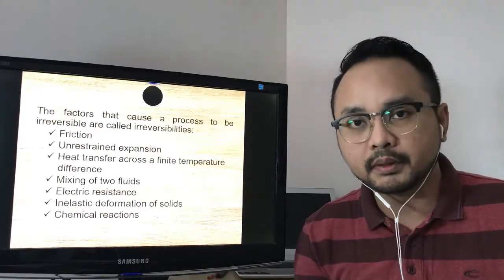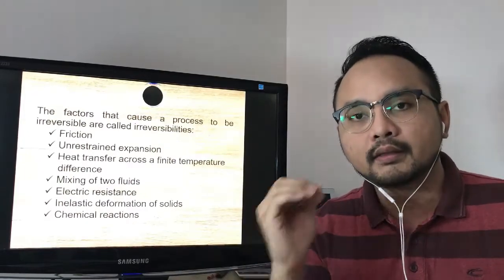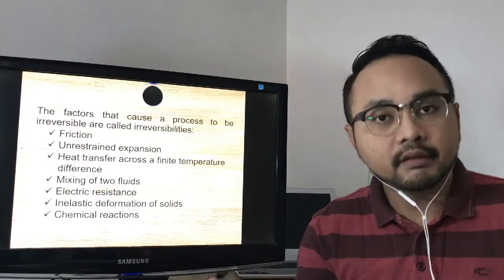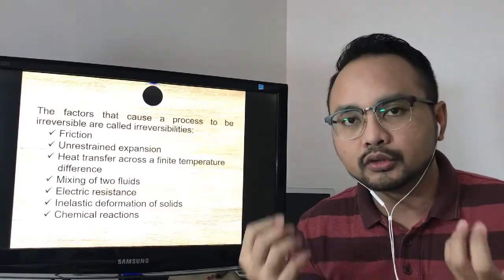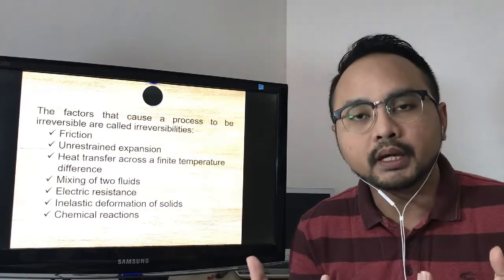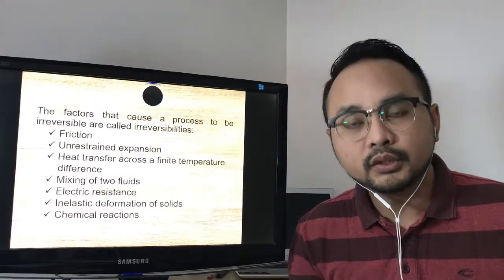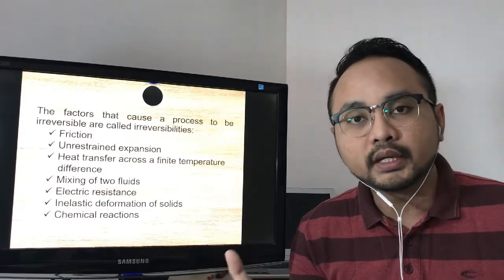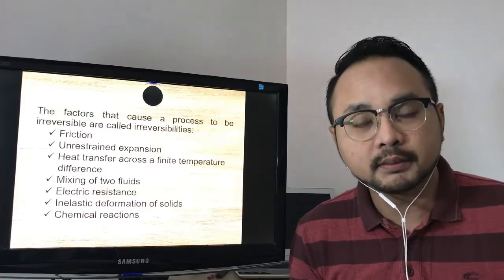So the concept is simple. If energy is channeled into a system, but that system does not go back to its initial state, that system is irreversible. For example, mixing of two fluids. We have fluid A and also fluid B. When we mix them together, it will not become fluid A and fluid B anymore. It will become fluid C, which has the new properties of that system. So it is not going back to its initial state, which is fluid A and fluid B. So this mixing is an irreversibility.